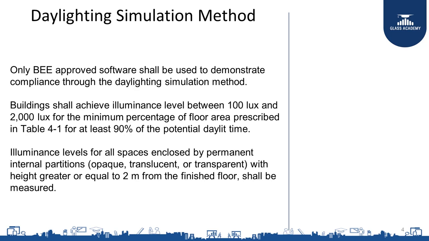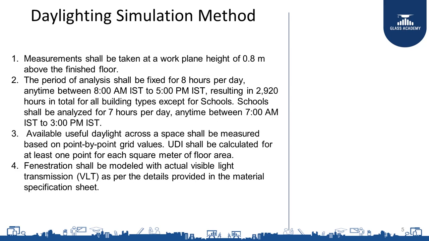Building shall achieve illuminance level between 100 lux and 2000 lux for a minimum percentage of the floor area as was given in table 4.1 that we just saw, for at least 90% of the potential daylight time. Illuminance levels for all spaces enclosed by permanent internal partitions, opaque, translucent or transparent, with height greater than or equal to 2 meters from the finished floor shall be measured.